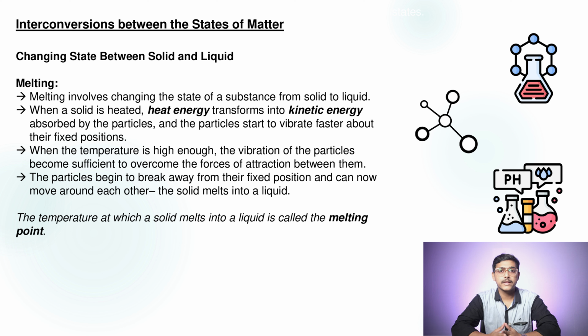Now, let us take a look at the interconversions between the different states of matter. The process involving the change of state of a substance from solid into liquid is called melting. When a solid is heated, heat energy is transformed into kinetic energy absorbed by the particles, resulting in the particles vibrating faster about their fixed positions. When the temperature is high enough, the vibration of the particles becomes sufficient to overcome the forces of attraction between them that are holding them together, and therefore the particles can now move around more freely, and thus the solid melts into a liquid. The temperature at which a solid melts into a liquid is called the melting point.